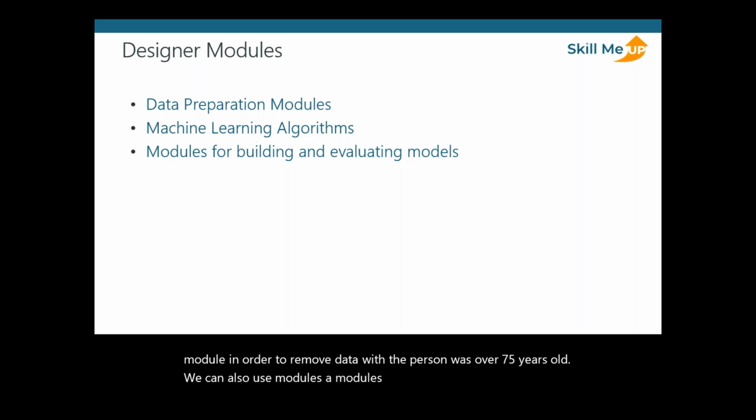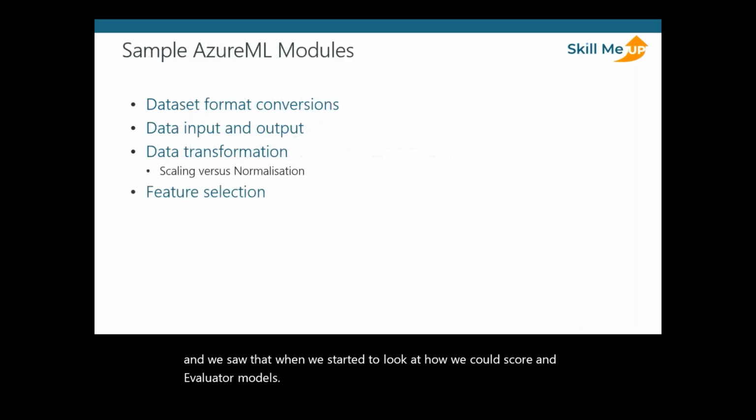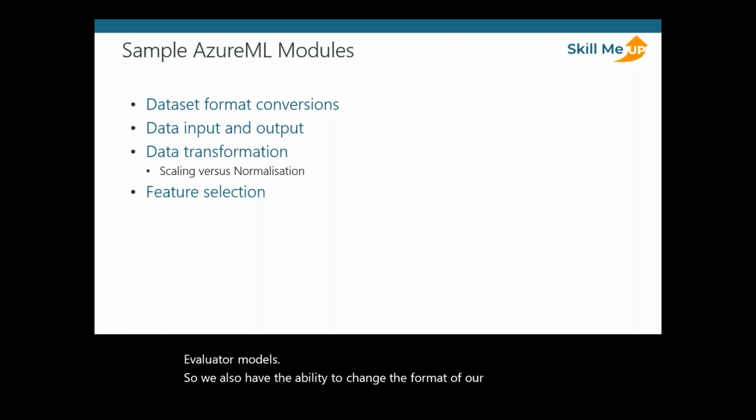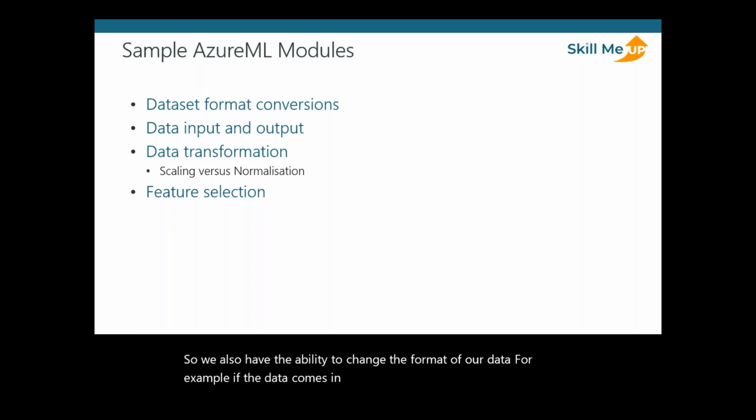We can also use modules for building and evaluating models, and we saw that when we started to look at how we could score and evaluate our models. So we also have the ability to change the format of our data. For example, if the data comes in as text, you may need to change that data so it comes in a number format. We can also think about transforming our data.